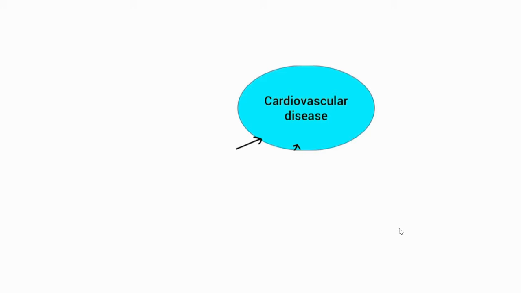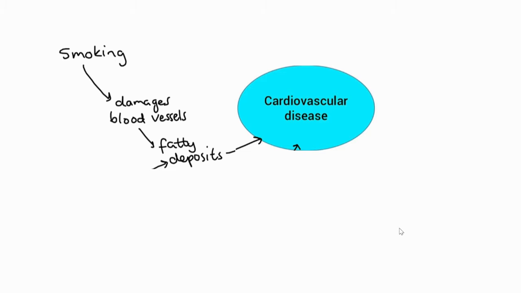So now let's look at some risk factors. Smoking is included in here, so let's start from there. Cigarette smoke actually damages the blood vessels, and when there's damage to the blood vessel, this could lead to fatty deposits building up in those blood vessels. When this happens, we have something called coronary heart disease.